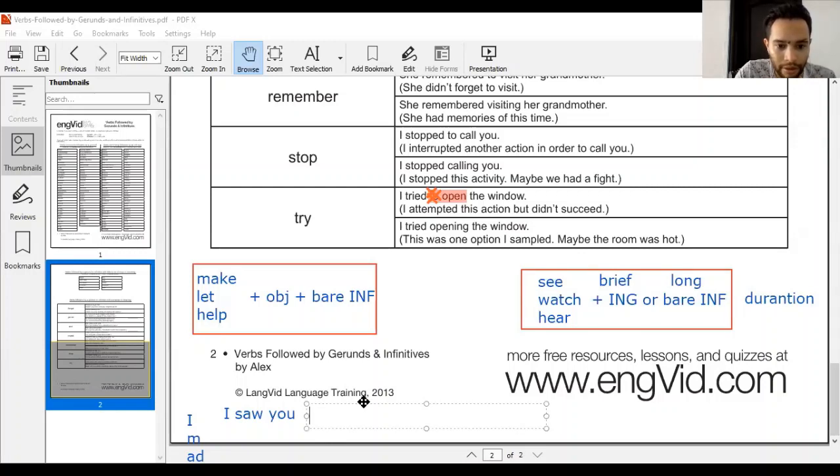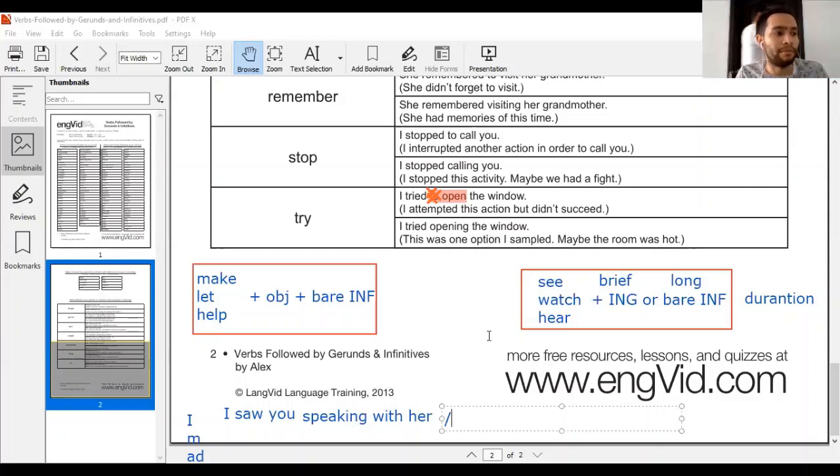So, continúo aquí escribiendo. I saw you speaking with her. ¿Qué quiere decir esta oración aquí? Sí, yo te vi hablando con ella. Pero la duración de esta oración de que te vi hablando fue muy corta. Por ejemplo, de pronto tú estabas hablando con una persona o ustedes están hablando con una persona y yo pasé por ahí cerca.